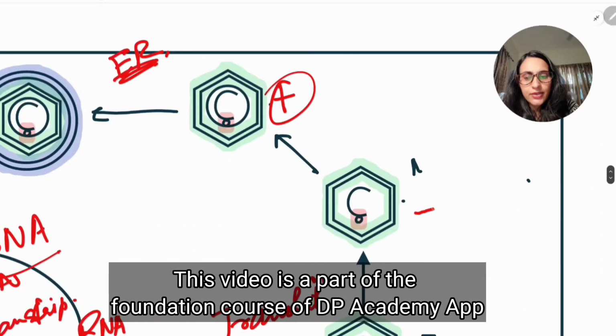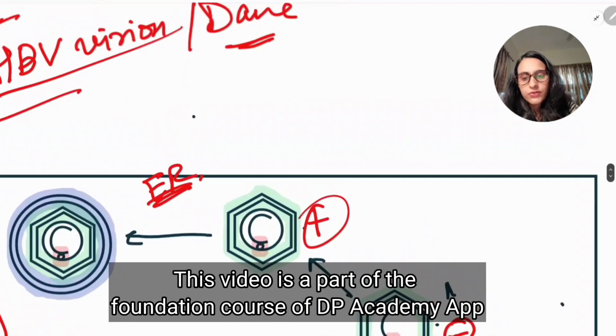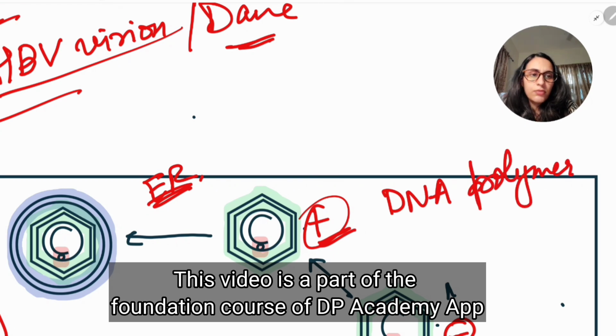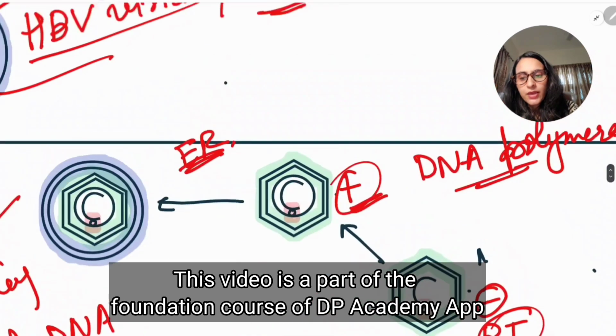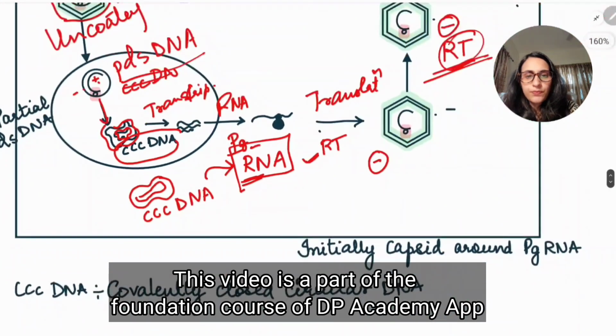Then the minus strand DNA is synthesized with the help of reverse transcriptase. Here, this reverse transcriptase plays an important role. So the minus strand is first synthesized with the help of reverse transcriptase. Then the plus strand is synthesized with the help of DNA polymerase. You remember the P gene. The P gene codes for both DNA polymerase as well as reverse transcriptase. Then in the endoplasmic reticulum, it is assembled. So this is how it forms.